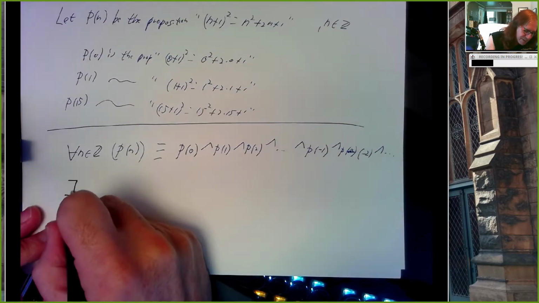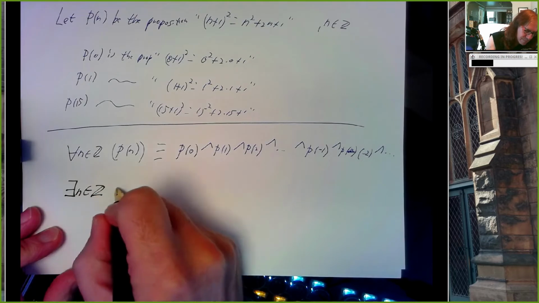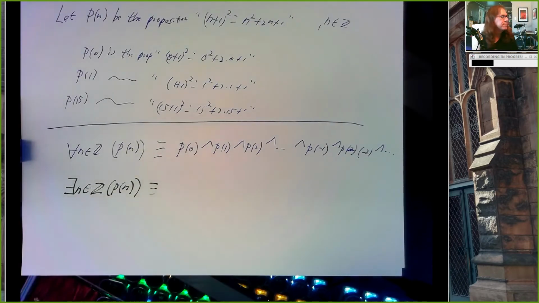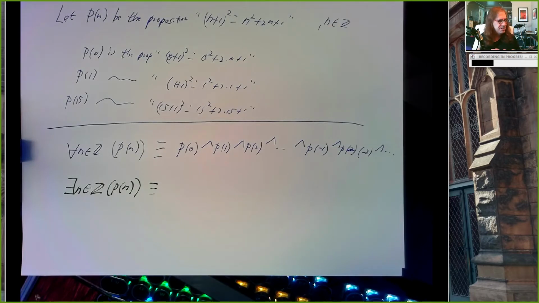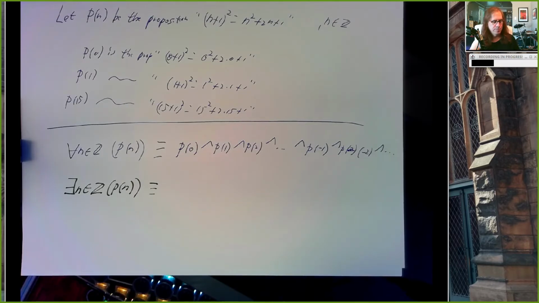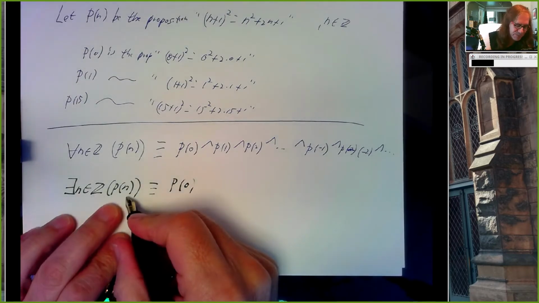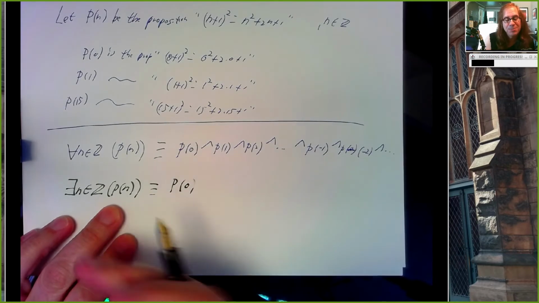And what if we go existential? There exists an n in Z such that p of n. Any idea what that might expand out to? Would it be just like p of 0, p of 1, but instead of ands, ors? Yeah, exactly. Because this is basically saying there's got to be some integer n for which p of n is true. It could be true for more than one. It could be true for all of them.